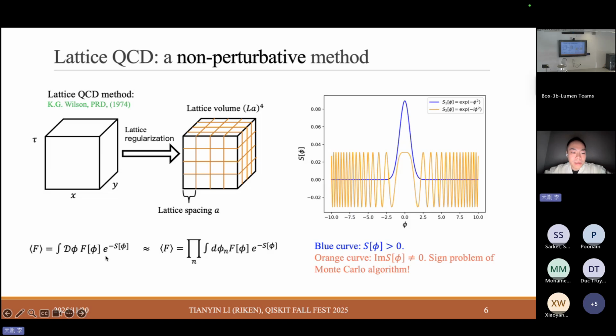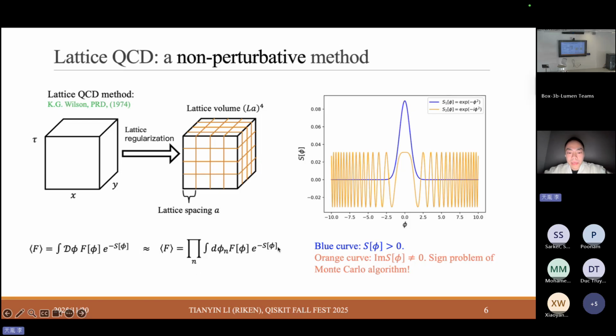So this cannot be simulated on a computer, and then Wilson said we can regularize the quantum field theory on a finite lattice system. The lattice system has a finite volume, for example, (L times a)^4, and it also has finite lattice spacing between two adjacent lattice sites. And then the observable can be approximated by this finite dimensional integration.